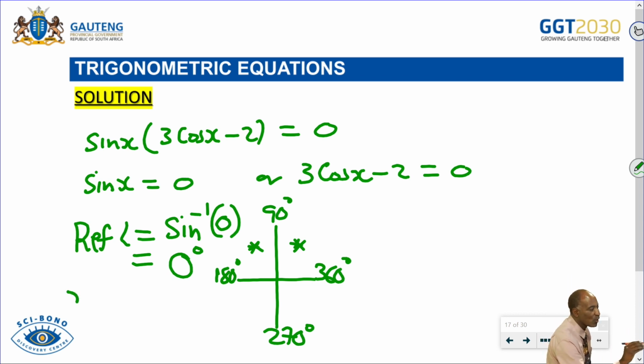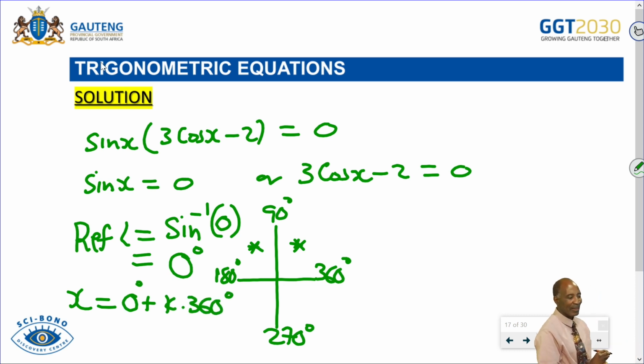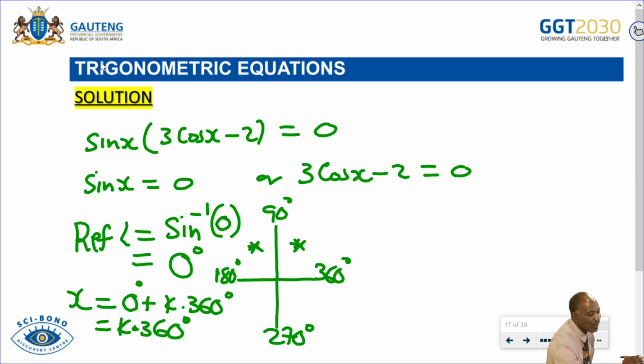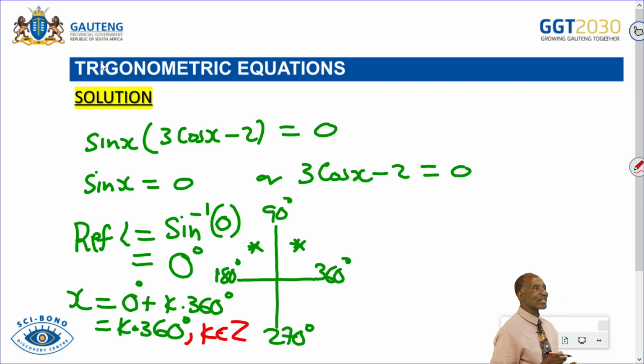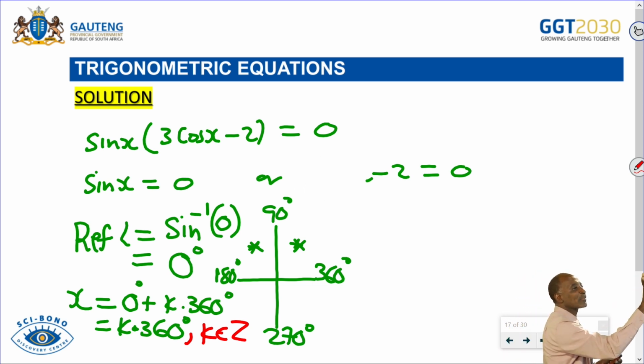So our solution will be x equals 360 degrees plus 0, which is still 360. So it's going to be 0 plus 360. That's our angle. It's 0 degrees added to k times 360 degrees. It's multiples of 360 for k element of integers. Never forget that k element of integers. Let's pause on this one for now.